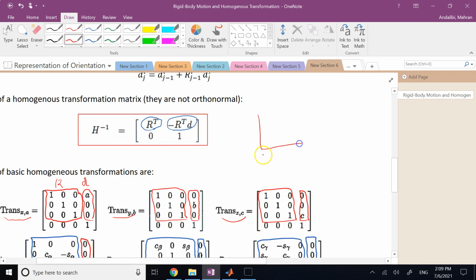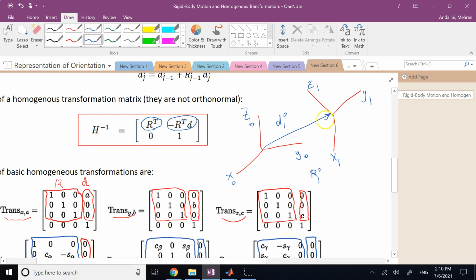So what I have here is this one. I have these frames, and the D I have, so this is frame 0. The D that I had was D10, so it was this vector. Origin of 1 with respect to 0, and then I also had an R of 1 with respect to 0 that is shown here.